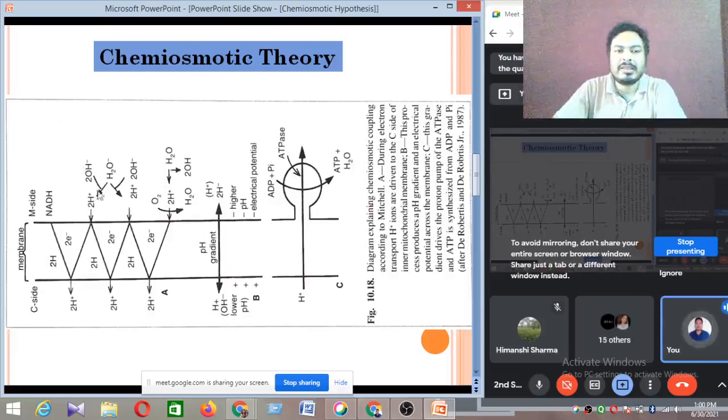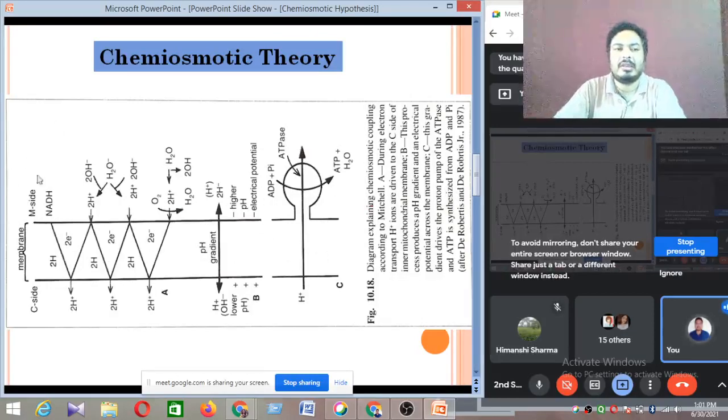So this is the matrix area, and this is the inner membrane space, and this is the matrix area. Now see, these are different complexes: complex 1, complex 2, complex 3. And this is complex number 5, or you can say ATP synthase.